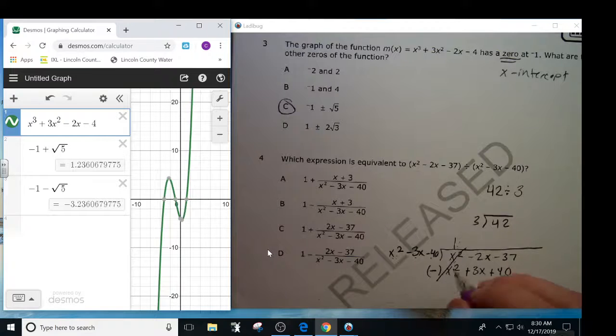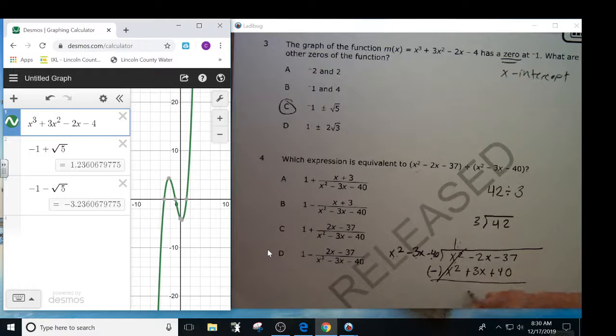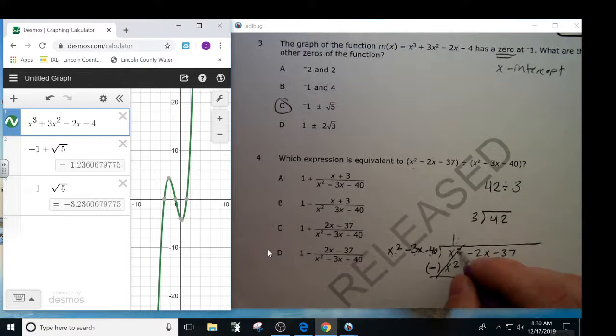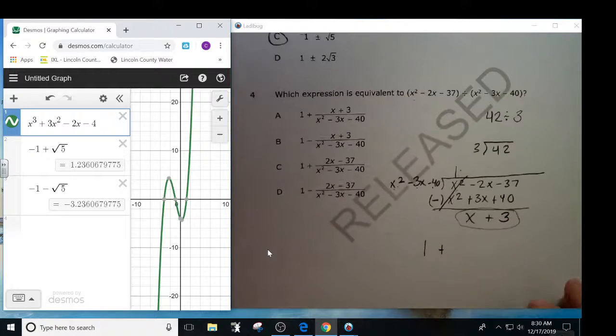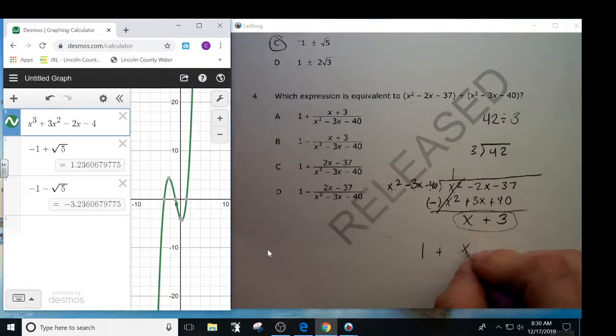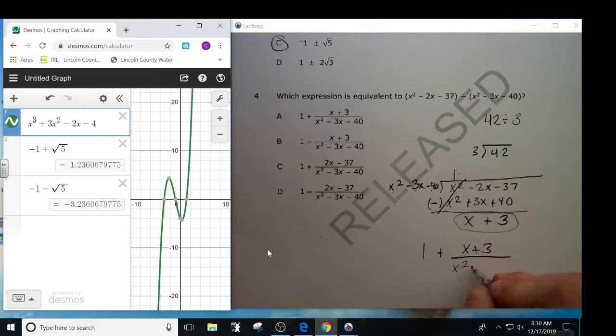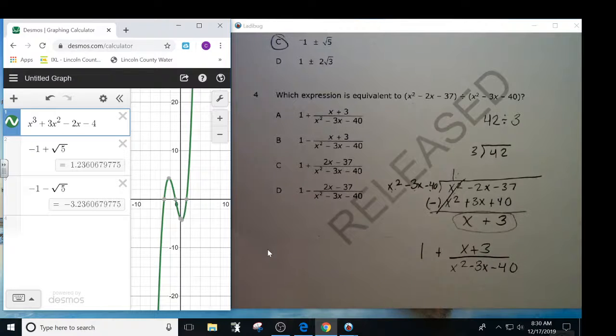Negative 2x plus 3x, that'll be x. And negative 37 plus 40 is 3. So what is this right here called? That's your remainder. Now, writing this down, it's 1 plus x plus 3 over my divisor, which is x squared minus 3x minus 40. So what is my answer here?